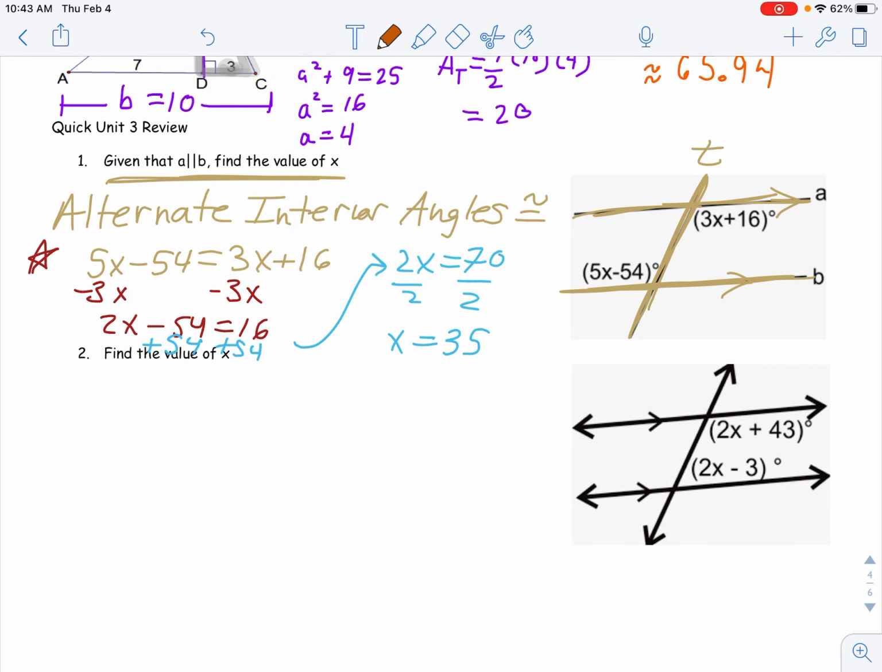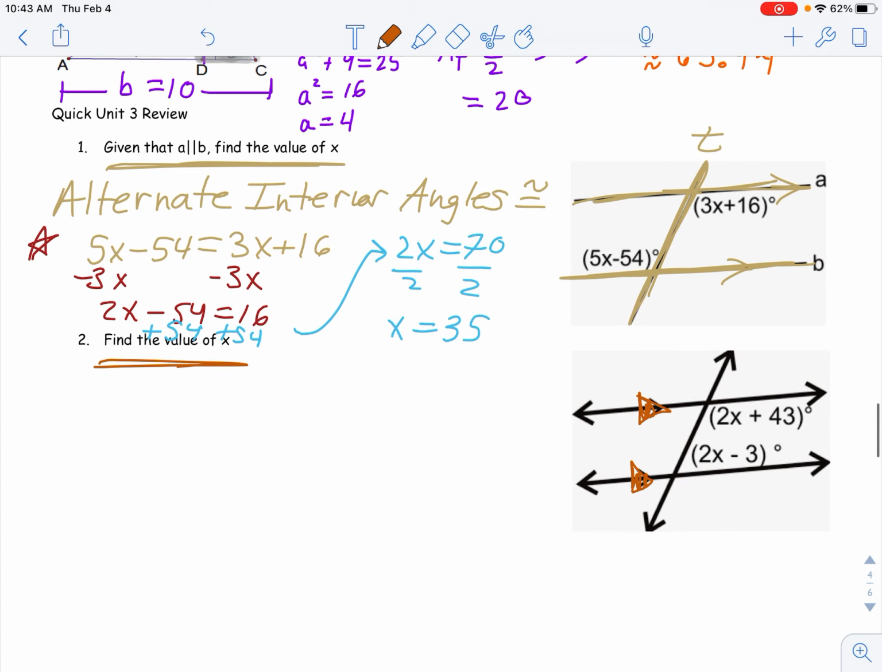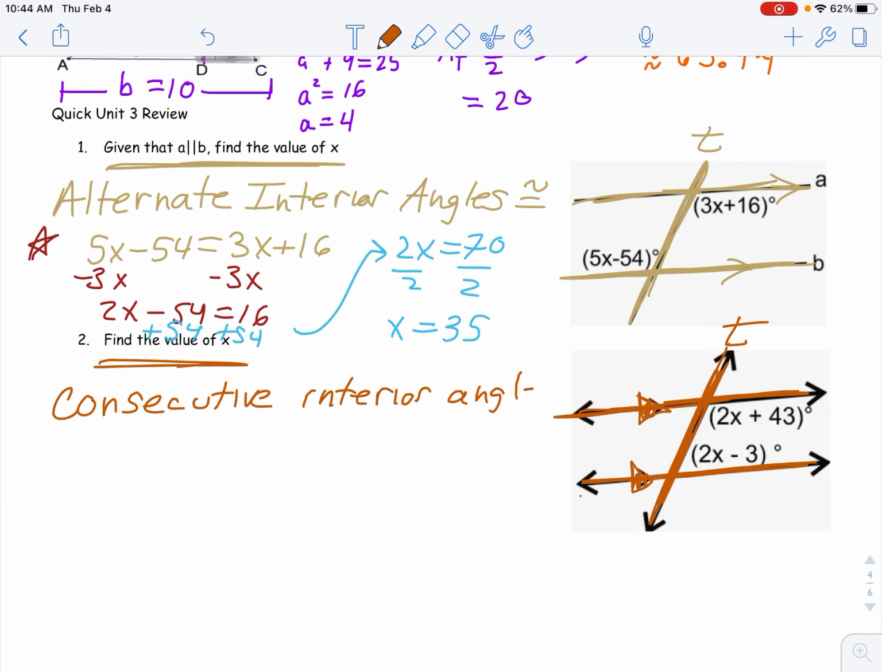Now in this one right here, I kind of wrote over top of it, find the value of x. Well, notice in this case, it's telling us the lines are parallel. That's what those arrows mean. All right. So notice how, in terms of the transversal T, they're on the same side of the transversal and on the inside of the parallel lines. So they're on the same side inside. We call that consecutive interior angles.